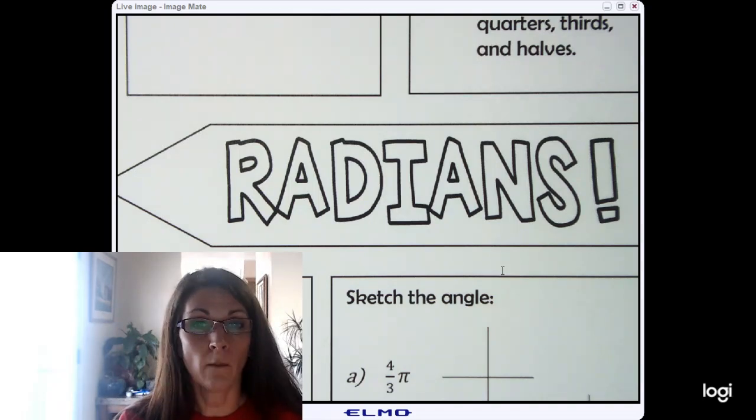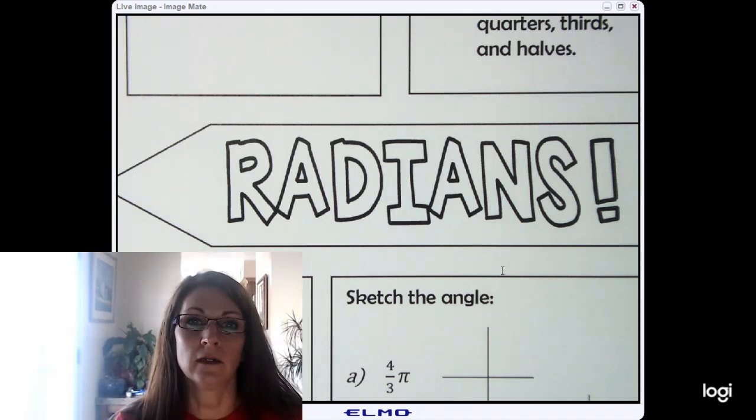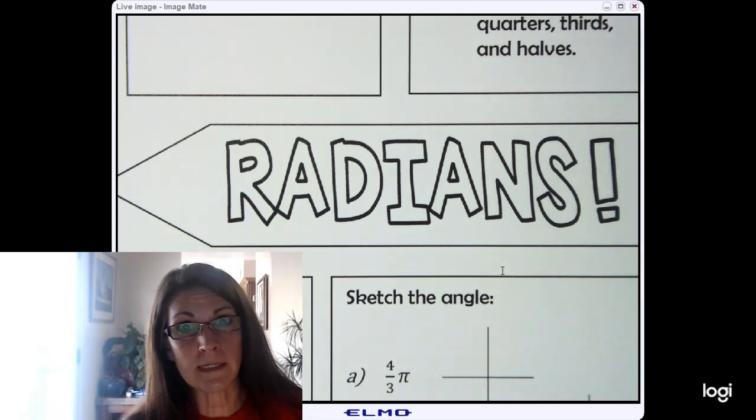One of the most common ways is to use the circumference and the diameter of a circle. No matter how big or how small your circle is, the ratio of the circumference to the diameter is always pi. It's universal. So now I want you to think about degrees.